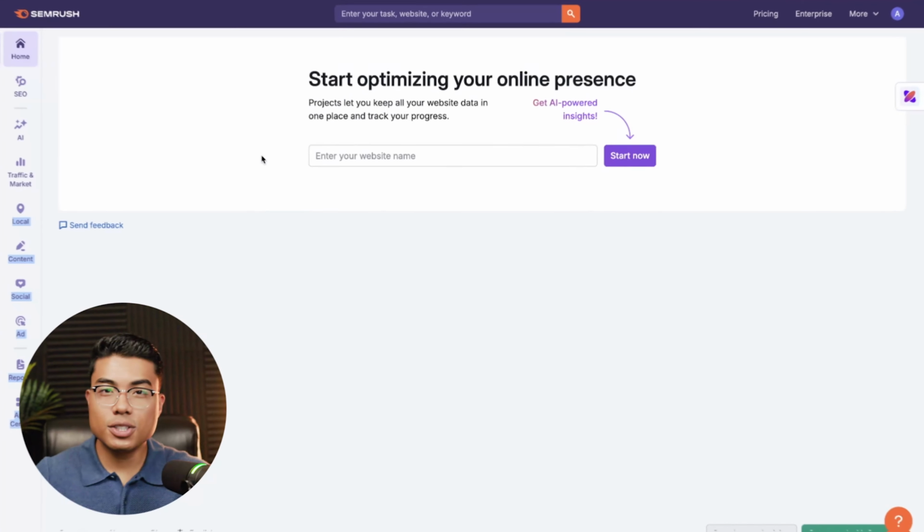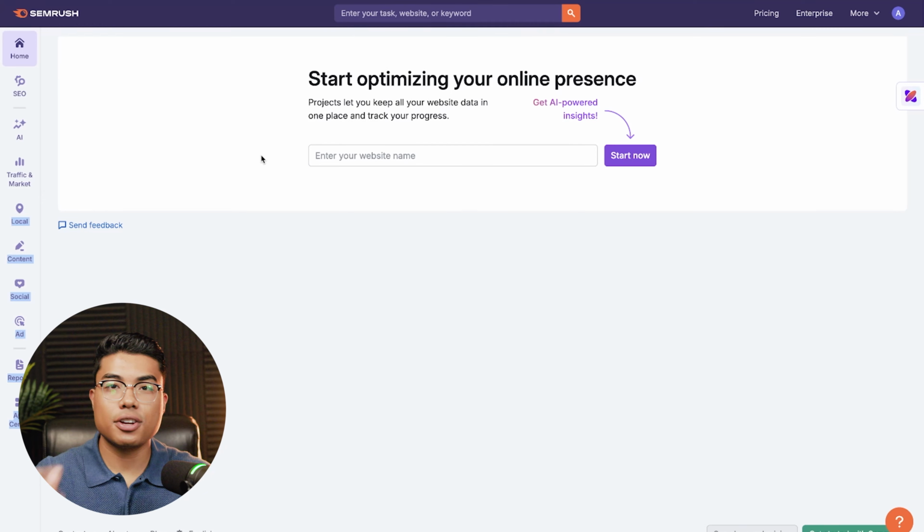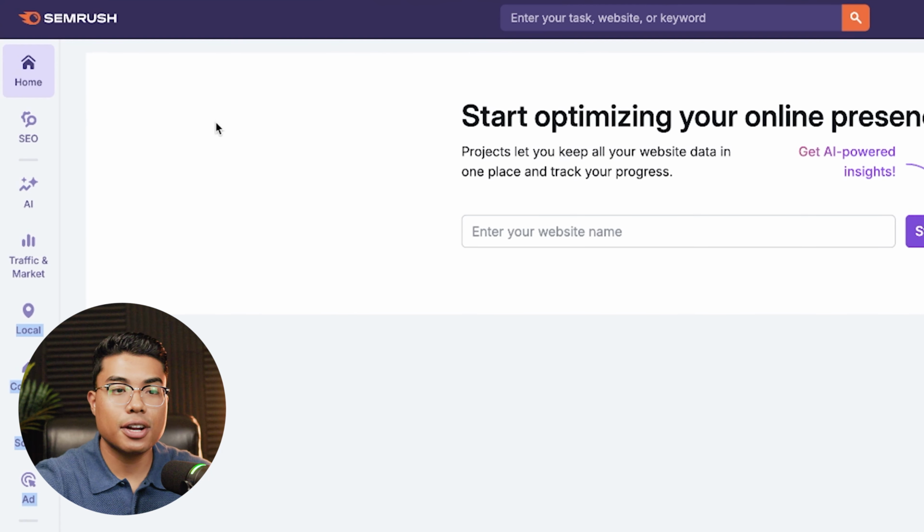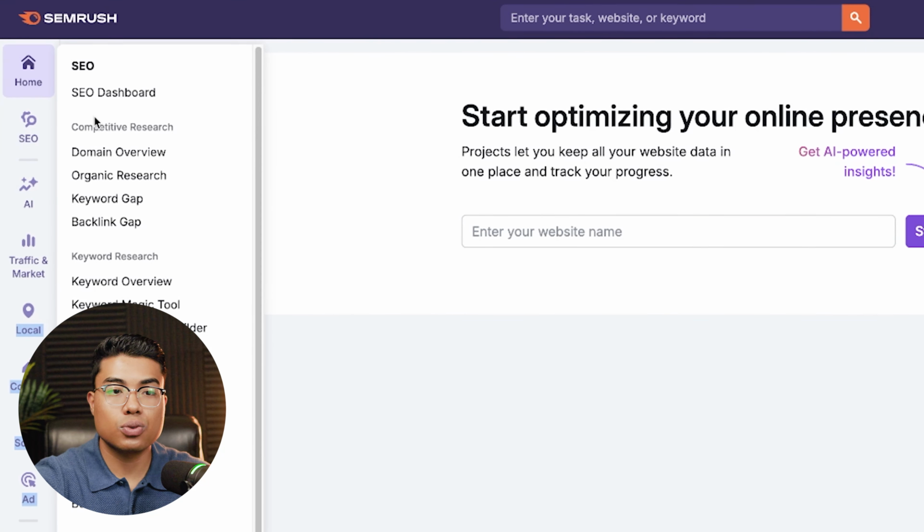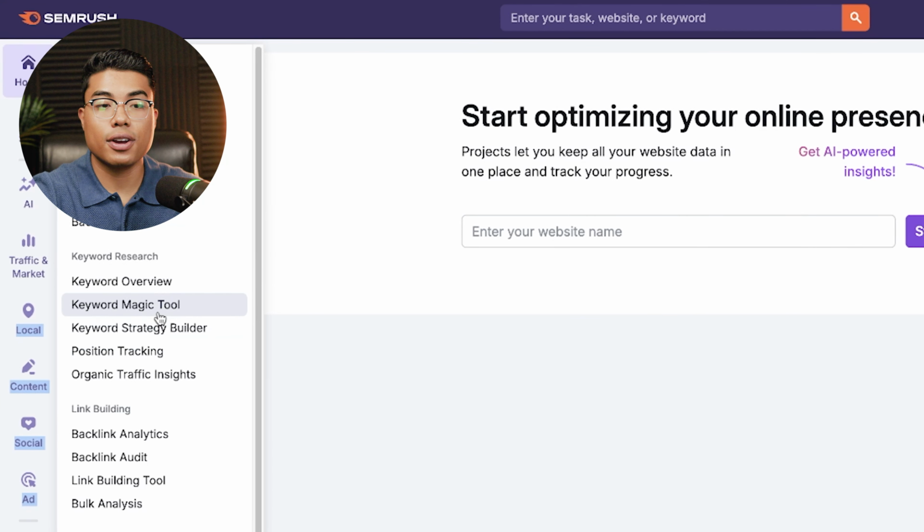So once you land on this page when you log in, you're going to go to the left-hand side and hover right over SEO. You're going to scroll down to where it says keyword research. And right here is where you're going to find the Keyword Magic Tool. So go ahead and press that.